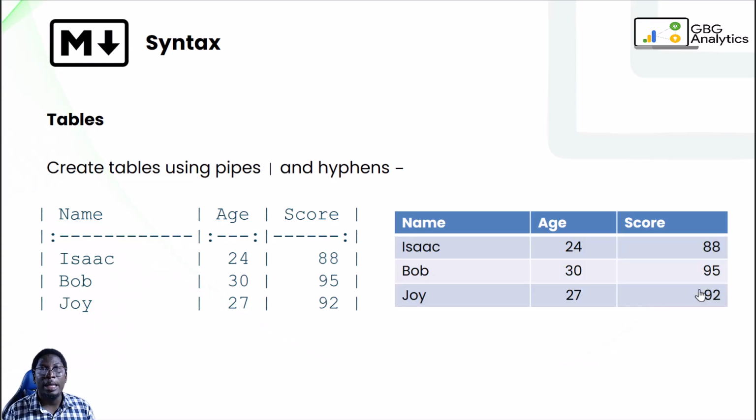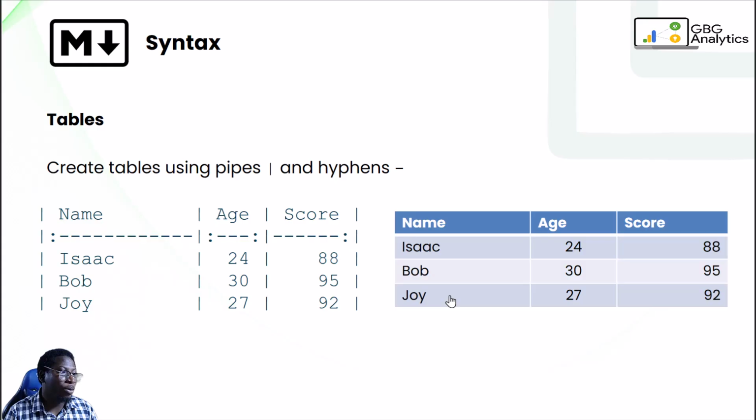If you don't want any text alignment, then you don't need to put any colon here. By default, Markdown will do it by itself. But if you want to make it better the way you want, then you can also control the text alignment. Remember, for this one, a colon at the beginning of the hyphens will mean that the name column will be left aligned.